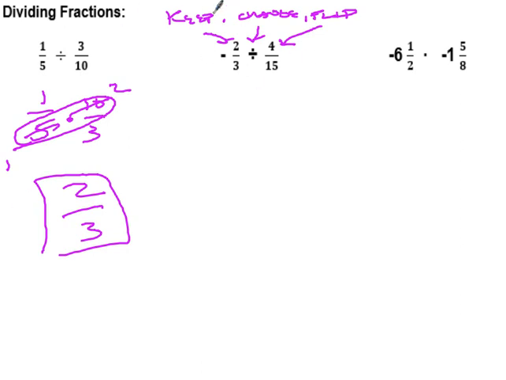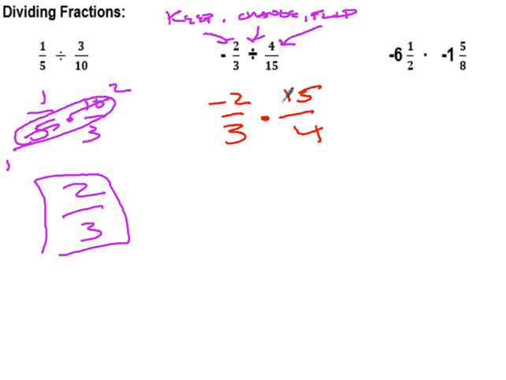Try the second one on your own, please. Pause it, try it, go. Okay, so I keep the first fraction, so this is still negative 2/3. Change this to multiplication. 4/15, I flip it, so it's 15/4.